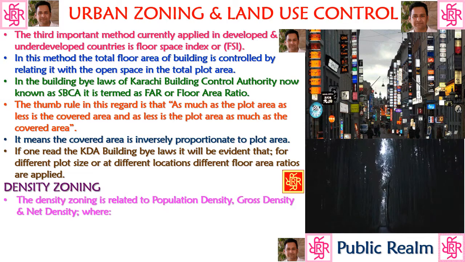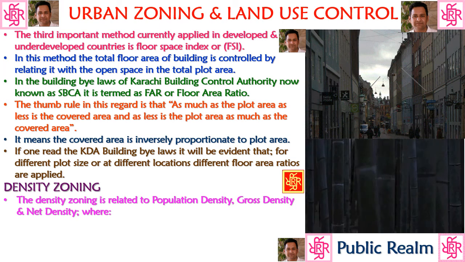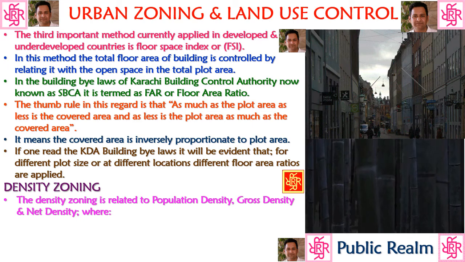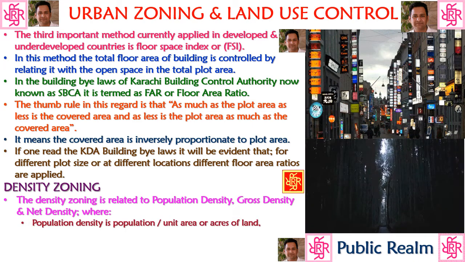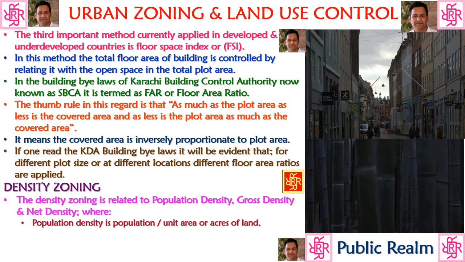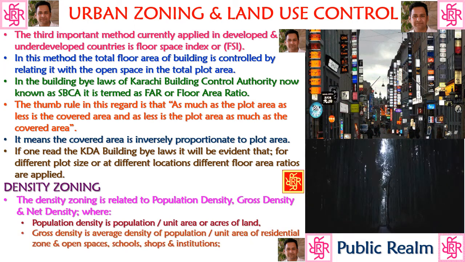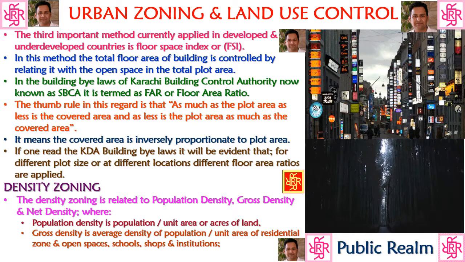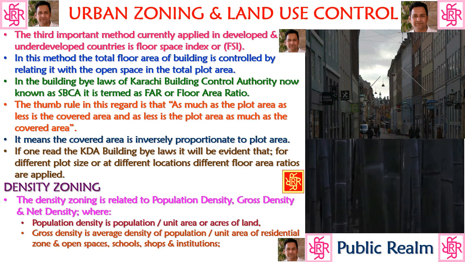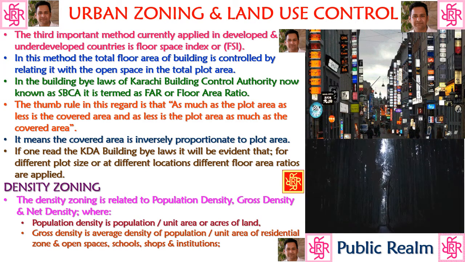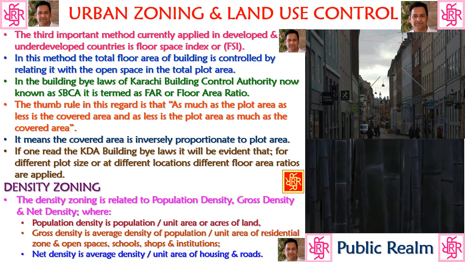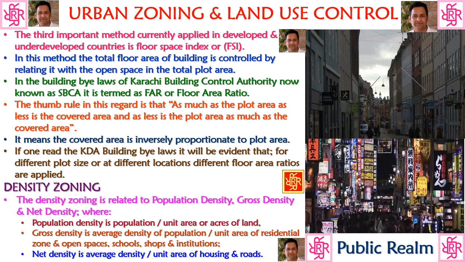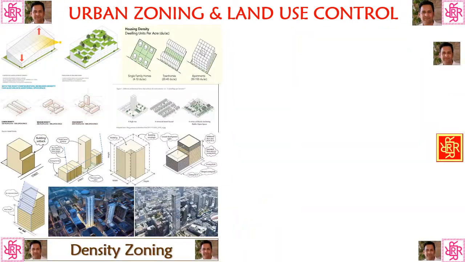Then there is density zoning. Density zoning is related to population density, gross density, and net density, where population density is population per unit area of land or acres of land. The gross density is the average density of population per unit of area of residential zone and open spaces, schools, shops, and institutions. And net density is the average density per unit area of housing and roads.